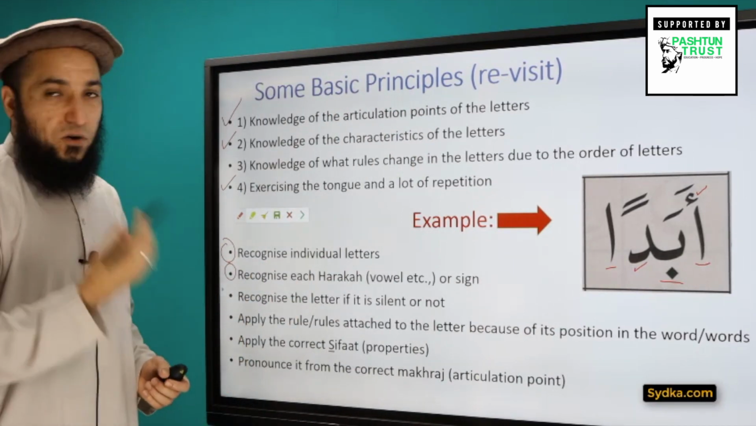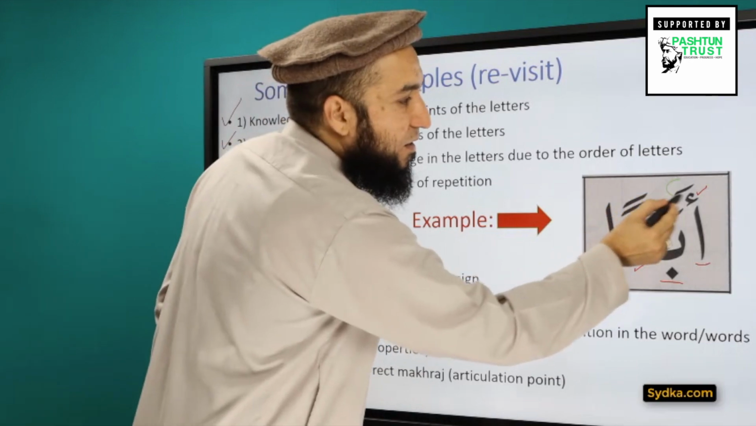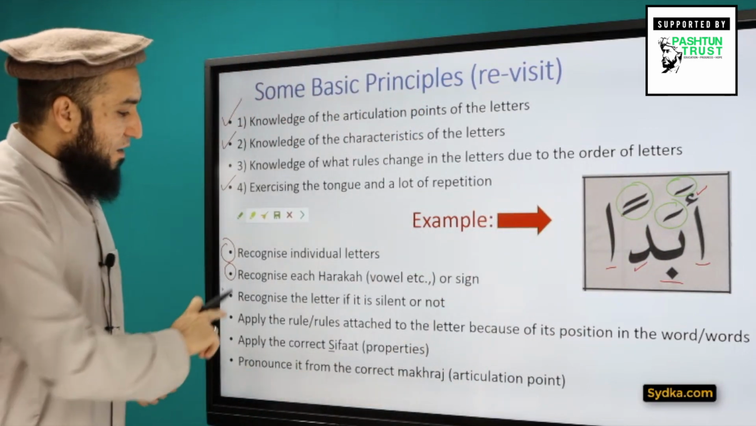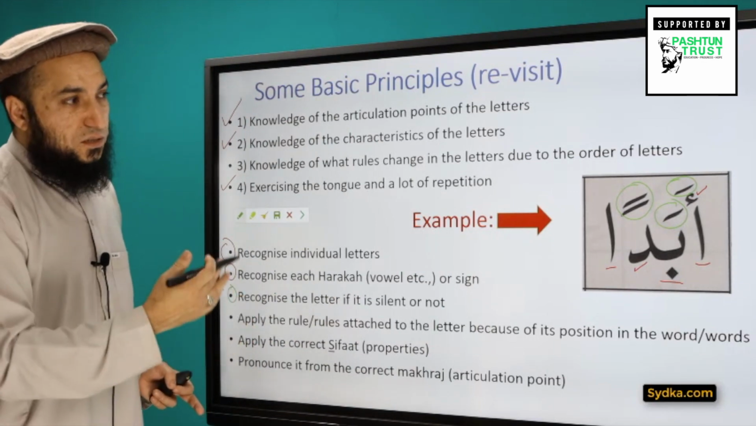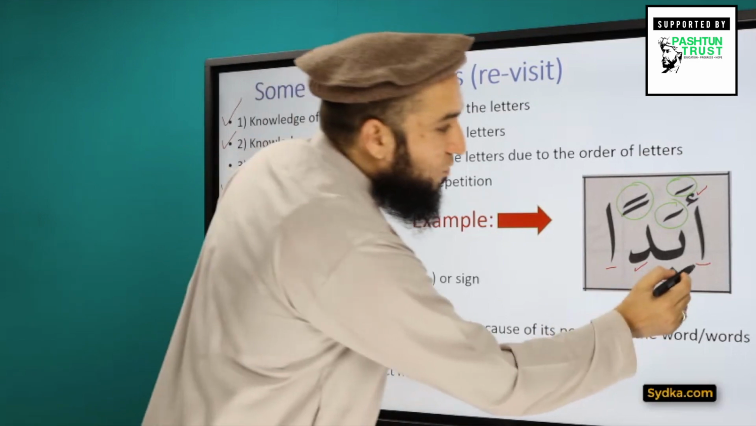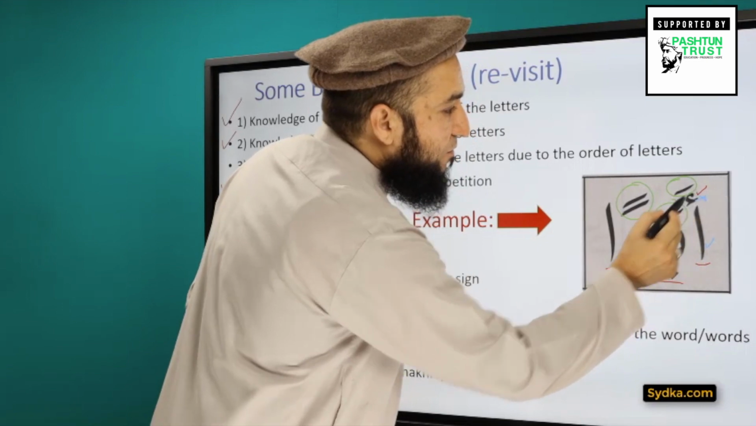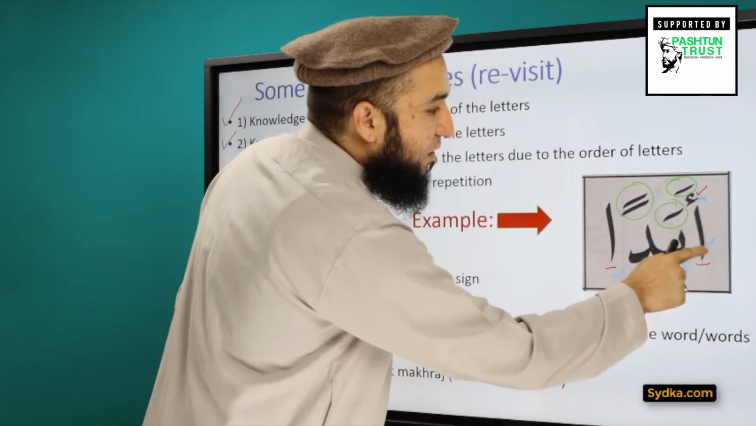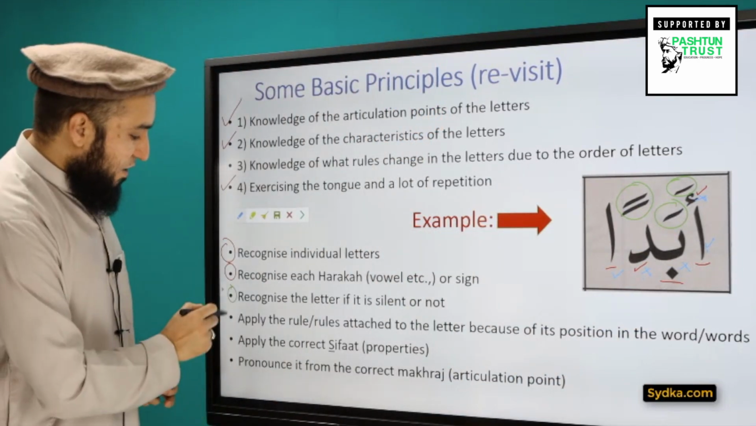In step 2, we recognize the harakat that are used. So the signs would be here. That's fatha, fatha, fathatain. The next one is we have to recognize which letters are silent and which aren't. Let's change the color. Okay, blue. So if you see here, alif is silent, and this one is not. Ba is not silent. Dal is not silent, and alif is silent. So alif is silent. Hamza is not silent. Ba is not silent. Dal is not silent, and alif is silent. So we recognize those ones.